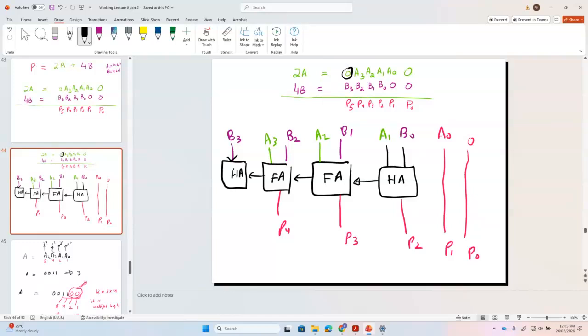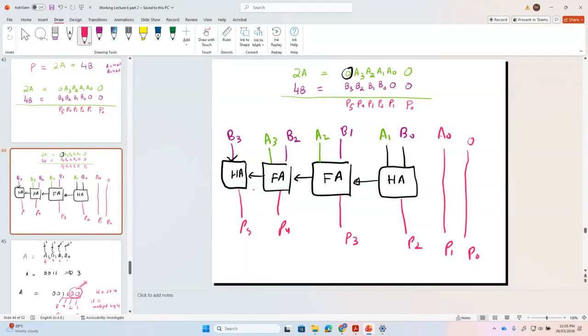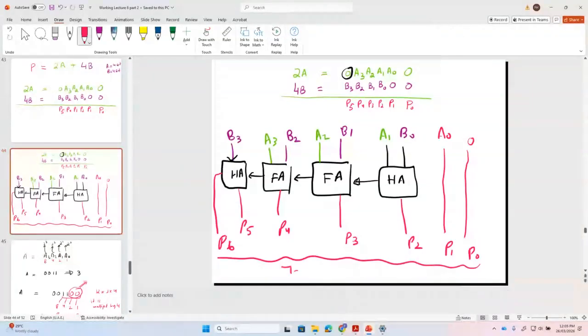Got it. Okay, and what will be the output of this? P5 and C out. And this C out, you can treat as P6. So if we are adding 2a plus 4b, how many bits are required to represent the whole number? 1, 2, 3, 4, 5, 6, 7. 7 bits are required to represent the whole number. Any question? No, sir.